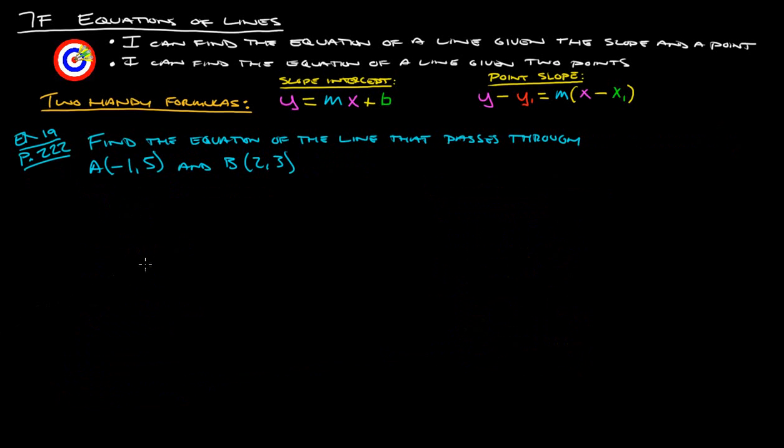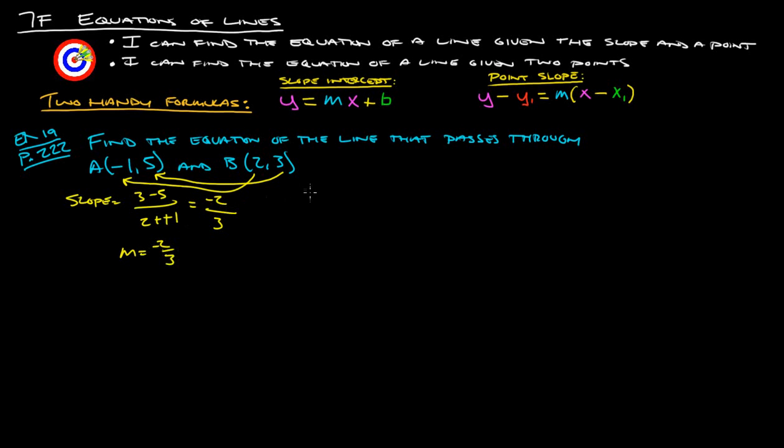So last example to look at is find the equation of the line that passes through 2 points. So now we actually, first thing we have to do is go through and find the slope, and then we can plug it into either one of these two formulas. So our slope, I'm just going to do the 3 minus 5 over 2 minus negative 1. So that gives us what? Negative 2 over 3, because those turn into positive. So our slope is negative 2/3.